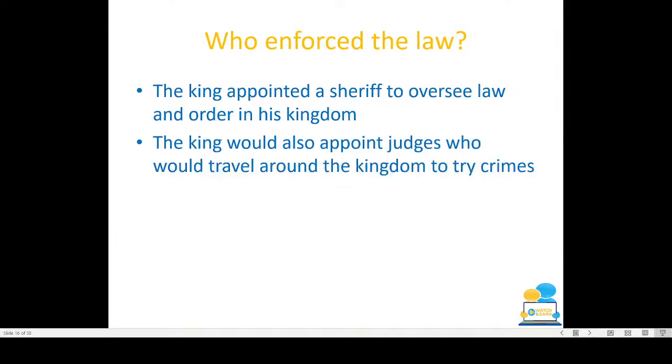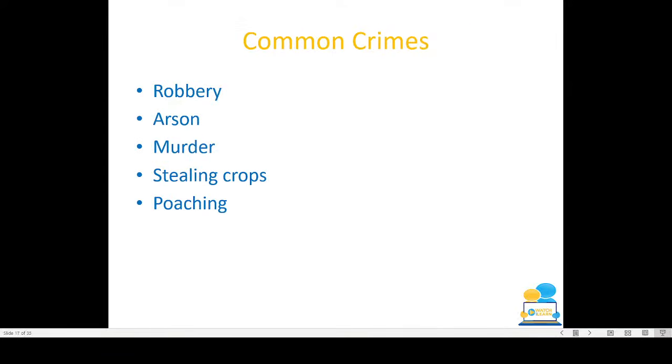We know who brought in the laws, which would be the king of each kingdom, and secondly, who enforced the laws was the sheriff, and then the judges would help enforce these laws as well. So what were some of the common crimes? If you notice again, we have some very similar ones. Robbery, arson, and murder have come up again, and they will come up often. These crimes will come up through each of the sections we're going to look at.